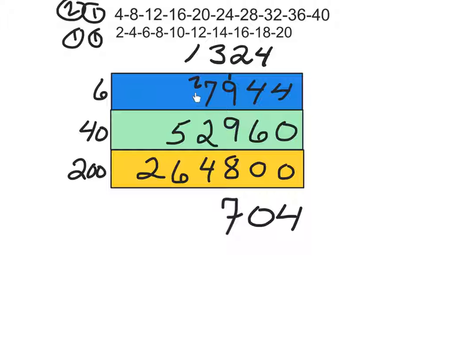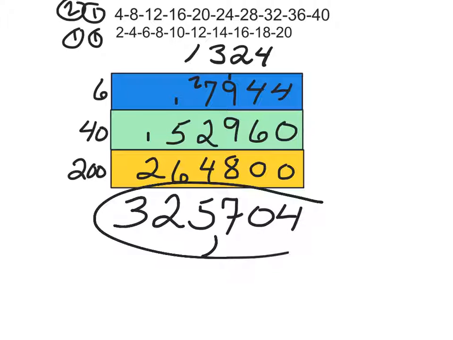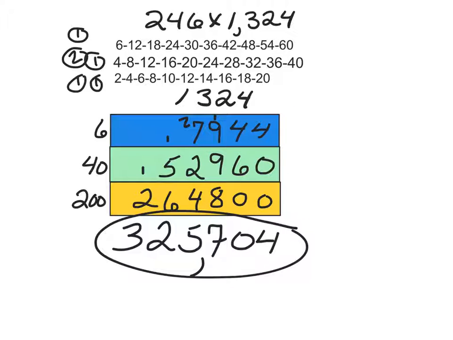Now here I've got 2 plus 2 is 4, plus this 4 is going to give you 8, plus the 7 is going to give you 15. Drop the 5, carry the 1, and move right along. Here I have 1 plus 5 is 6, and then 6 and 6 is going to give you 12. Drop that 2, carry that 1, and now we got 1 plus 2, which is 3, and bam, there you have it, my friends. Your answer? 325,704.